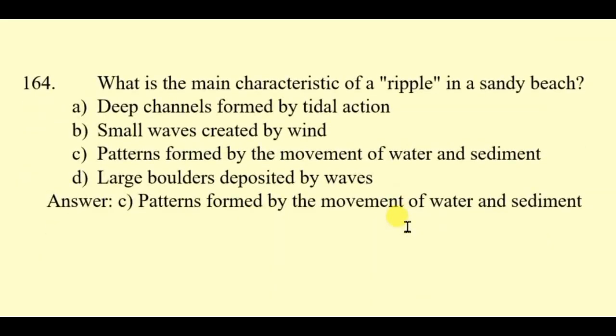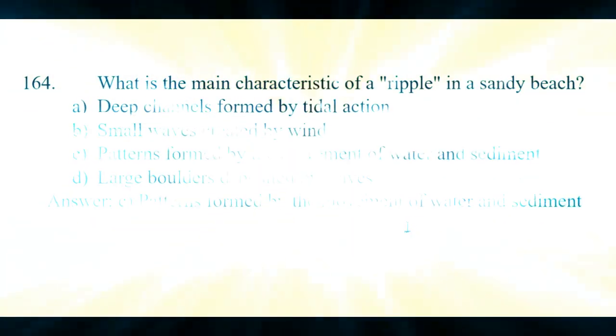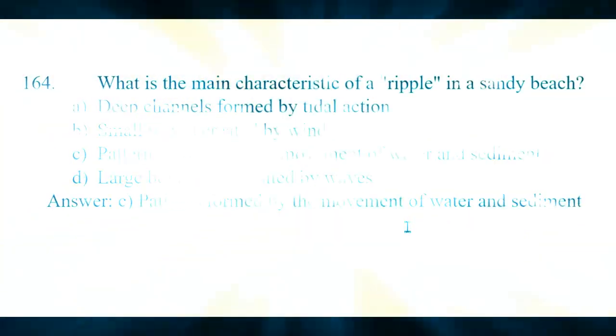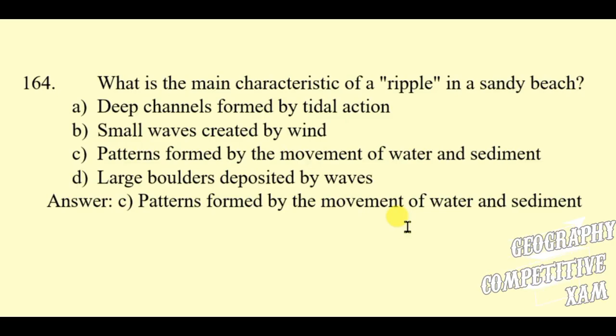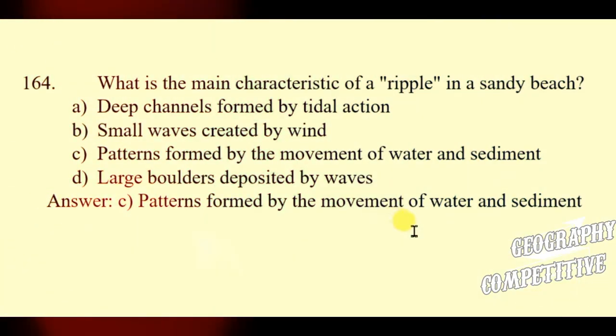Question 164. What is the main characteristic of a ripple in a sandy beach? Deep channels formed by tidal action, small waves created by wind, patterns formed by the movement of water and sediment, large boulders deposited by waves. Here the right answer will be patterns formed by the movement of water and sediment.